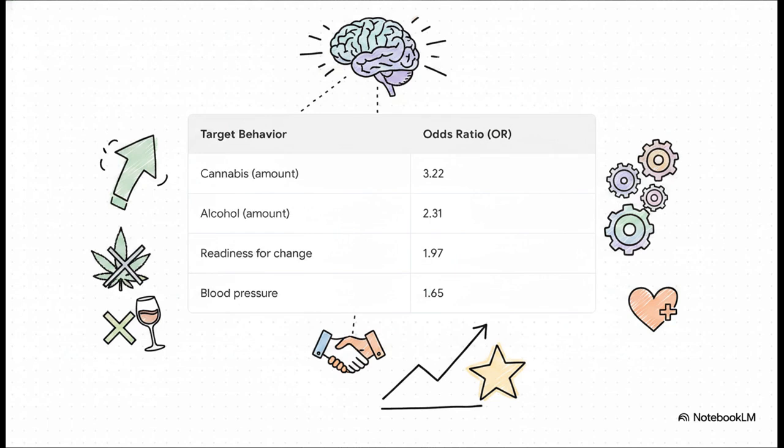If you're wondering if this soft skills approach actually works, the empirical evidence says yes, absolutely. Motivational interviewing yields massive clinical success. Look at the data here. This conversational style drastically improves odds ratios across multiple health metrics. It's incredibly effective for reducing the amount of cannabis and alcohol used, and it significantly boosts the patient's overall readiness for change. Empathy isn't just a nice, fluffy idea, it's a scientifically validated clinical tool.